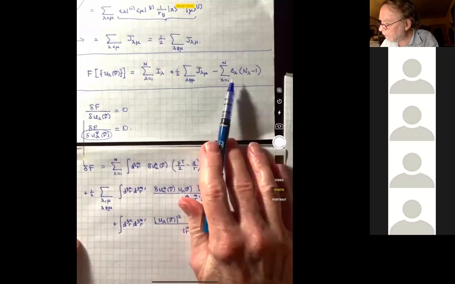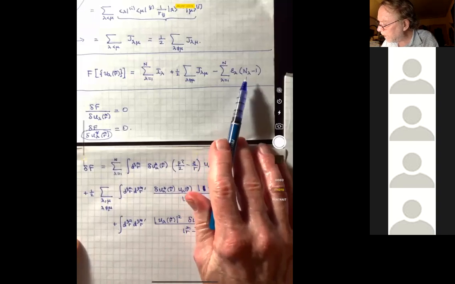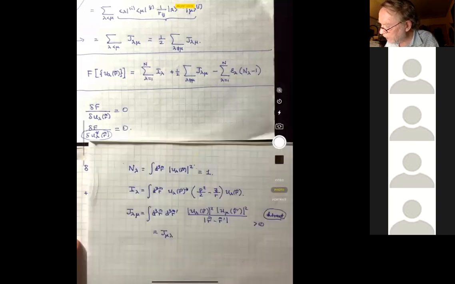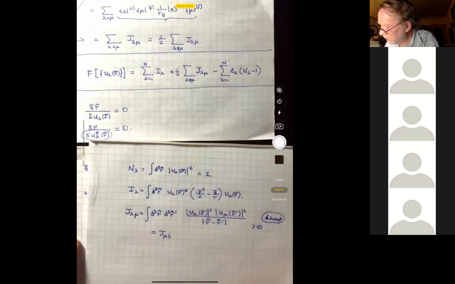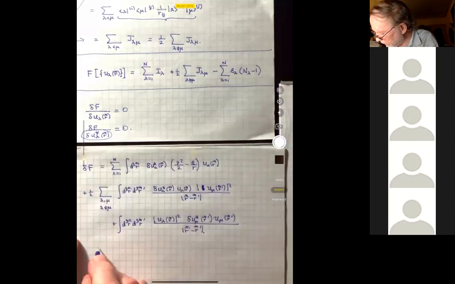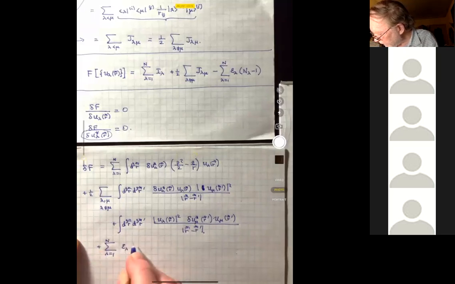And then finally, from the normalization integral, we just needed to worry about the n. The n is pretty easy. It's just going to be U star U here. So the variation on that gives us plus the sum, lambda equals 1 to n, of epsilon lambda times the integral d cubed r of delta U lambda star of r times U lambda of r.